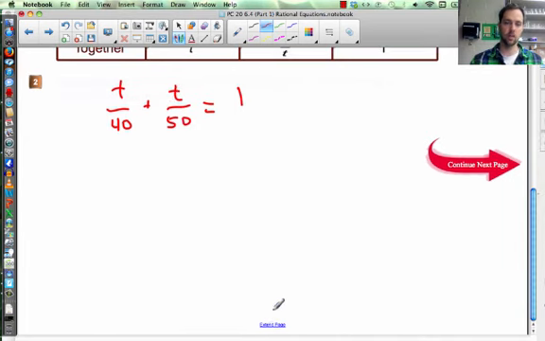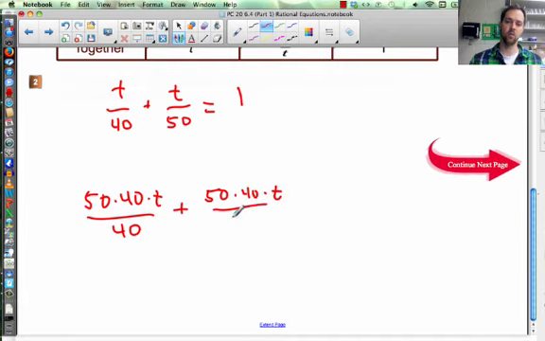Now to get rid of the denominators, multiply everything by 50 and then multiply everything by 40. So 50 times 40 times T over 40 plus 50 times 40 times T over 50 equals 50 times 40. Okay, so we've multiplied this by 50 and 40, this by 50 and 40, and this by 50 and 40. 40's cancel here, 50's cancel here, nothing cancels over here.